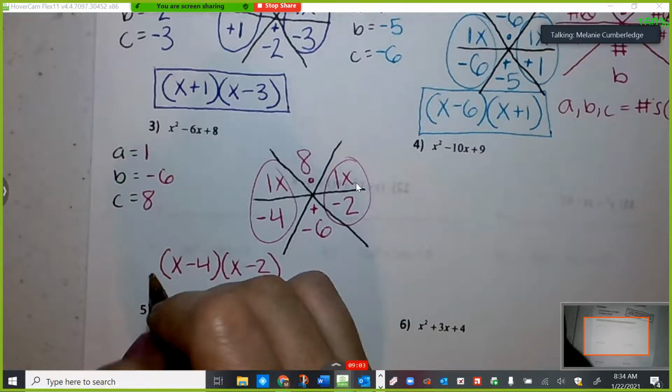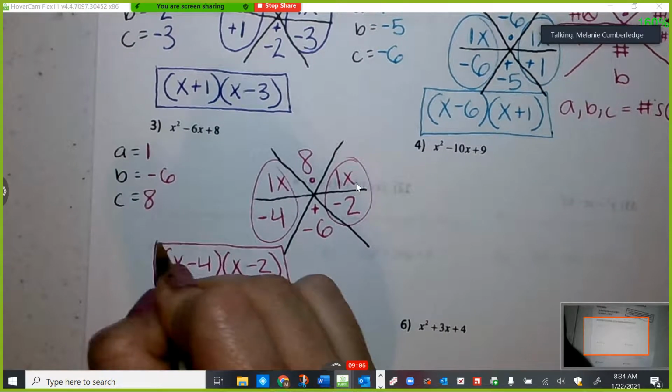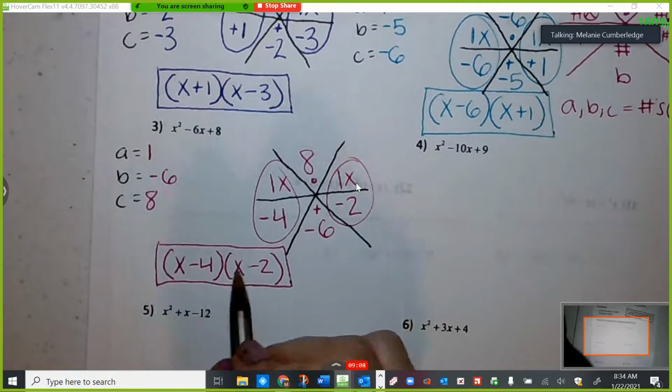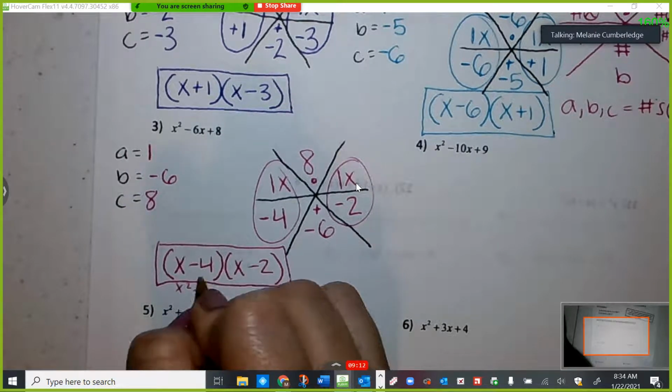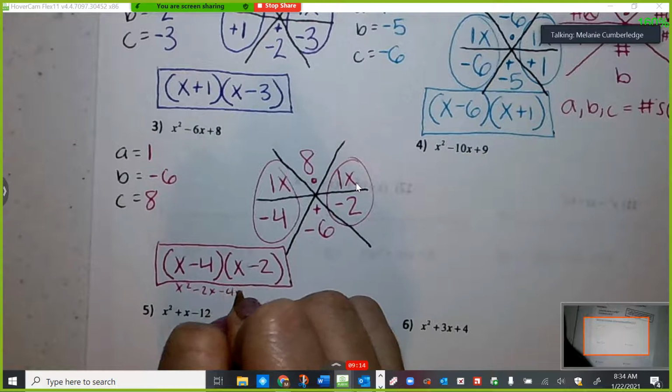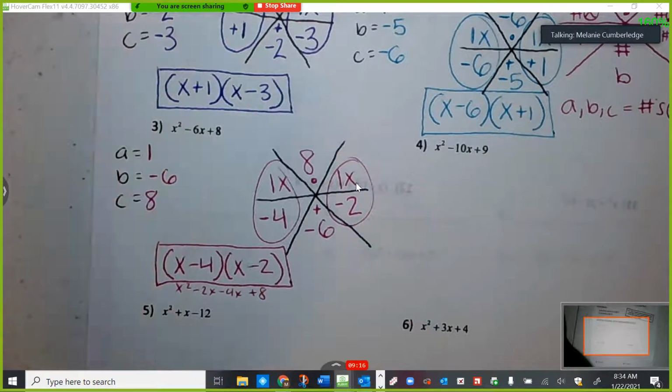Now, if you ever need to check your work, you can double distribute this. X squared, or x times x is x squared. X times -2 is -2x. -4 times x is -4x. -4 times -2 is +8. So I have the x squared, I have the +8, and -2x minus 4x does equal -6, so therefore this is correct.